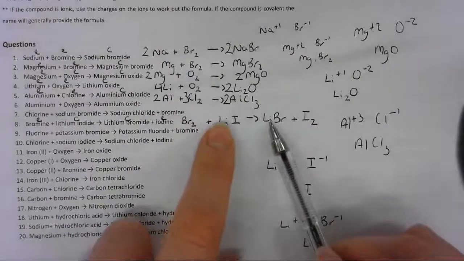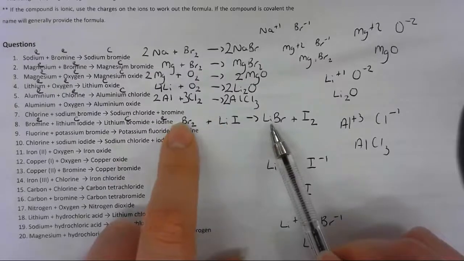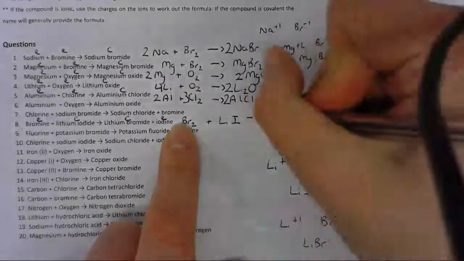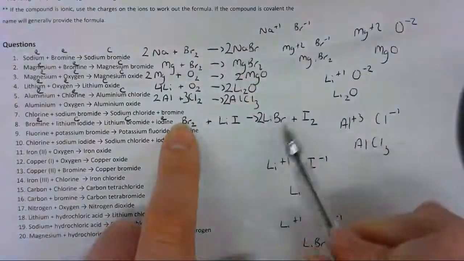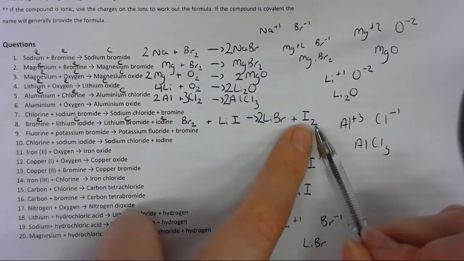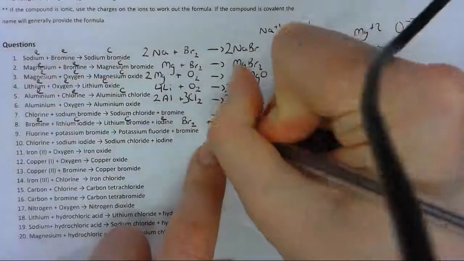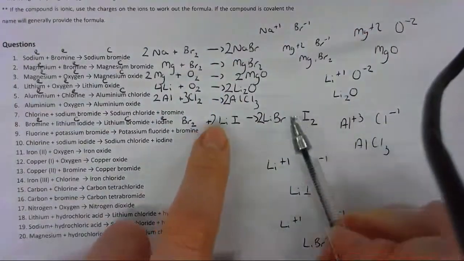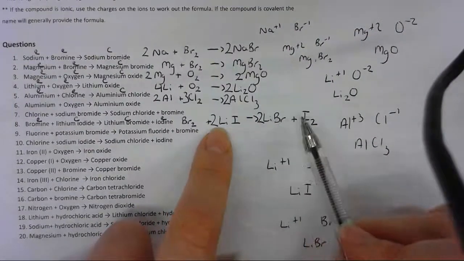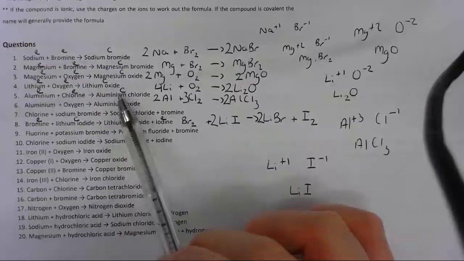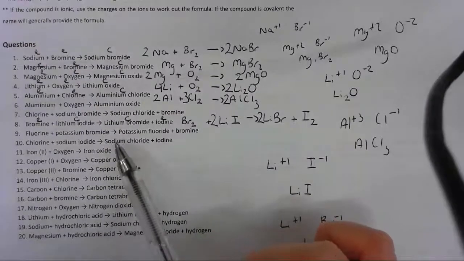I can see my lithiums are balanced on each side, but I've got 2 bromines on the left and only 1 bromine on the right. So I'm going to need to put a large 2 in front of the lithium bromide. With the iodine, I've got 2 on the left, I've only got 1 on the right, so I'm going to go back and balance my iodines. Now I've got 2 lithiums on the left and 2 lithiums on the right. Everything is fully balanced. Have a go with doing 6, 7, 9, 10, 11, 12.